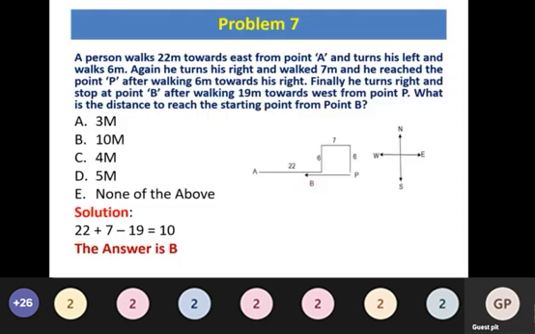A person walks 22 meters towards east from point A and turns his left and walks 6 meters. Again he turns his right and walked 7 meters. And he reached the point P after walking 6 meters towards his right. Finally, he turns right and stops at a point B after walking 19 meters towards the west from point P. What is the distance to reach the starting point from point B?